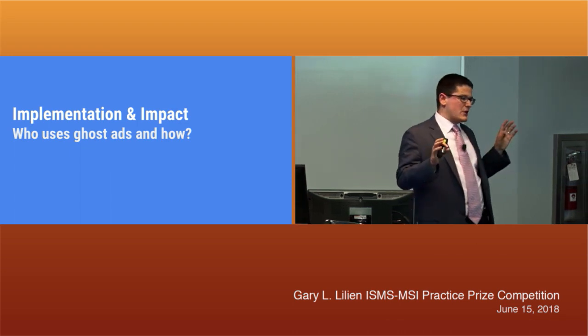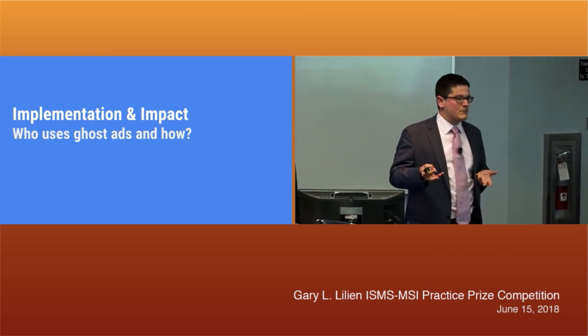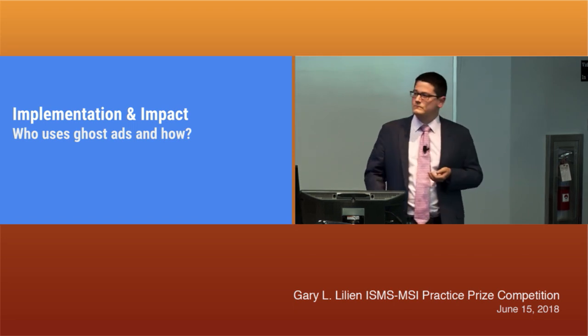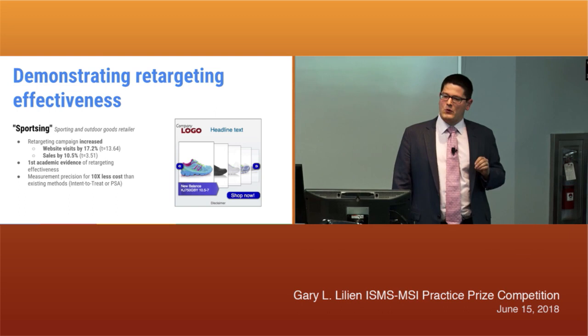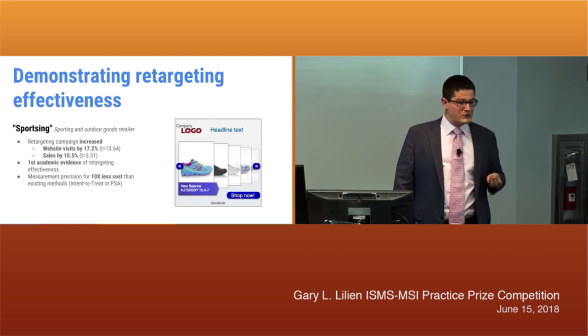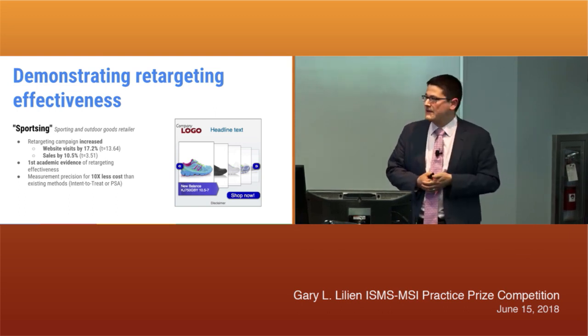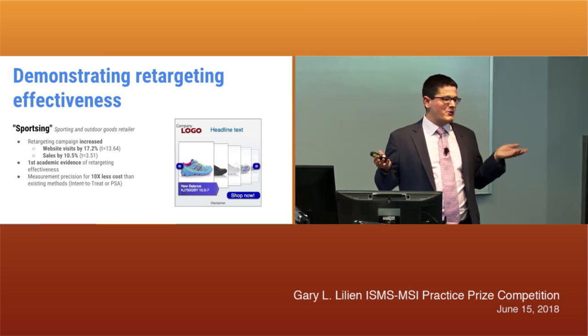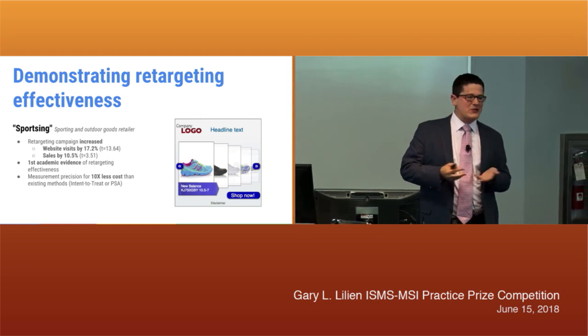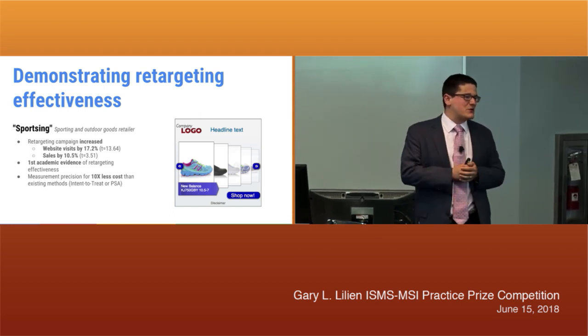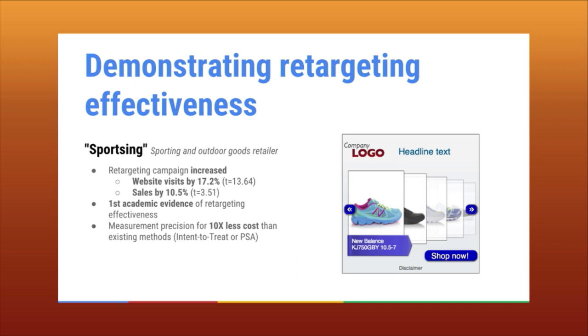All right, now I want to pivot and tell you about who uses ghost ads and how they use it. Now, the paper gives the example of a sporting and outdoor retail goods seller that primarily sells online. They've asked to be anonymous, so we affectionately refer to them as SportsThing. And SportsThing ran a retargeting campaign, like the one I started out the presentation with. And what they're able to show is that visits on websites increased by 17% and sales increased by 10.5%.